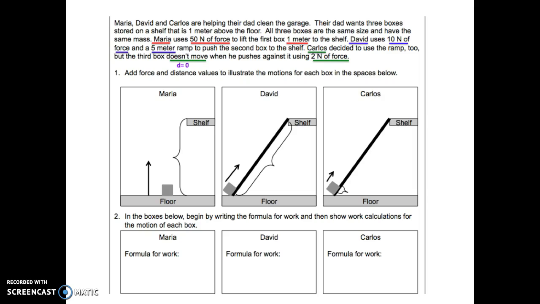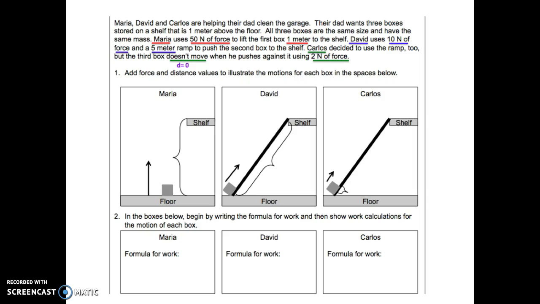Maria uses 50 newtons of force to lift the first box 1 meter to the shelf. David uses 10 newtons of force and a 5-meter ramp to push the second box to the shelf. He's working smarter, not harder.